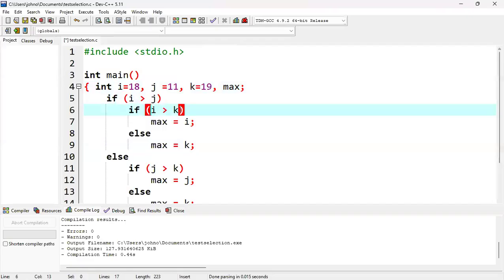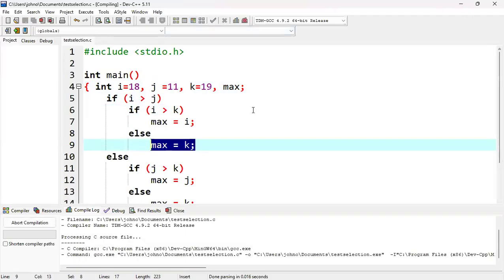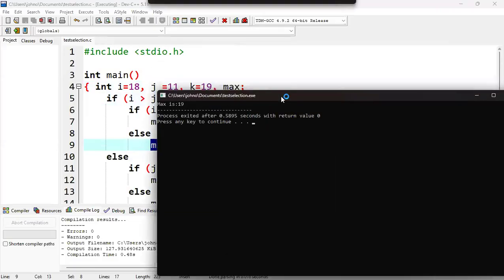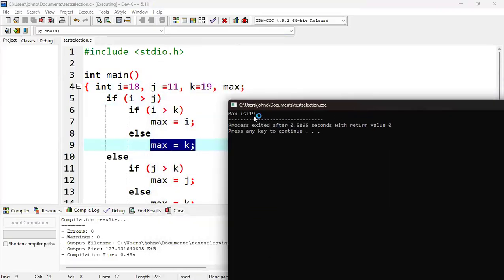Is i greater than k? No, i is not greater than k. So we come here and we set k as maximum. Okay, so max is still 19. Max is k. So we do that from here.